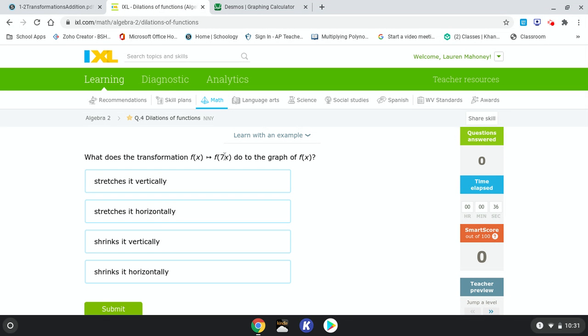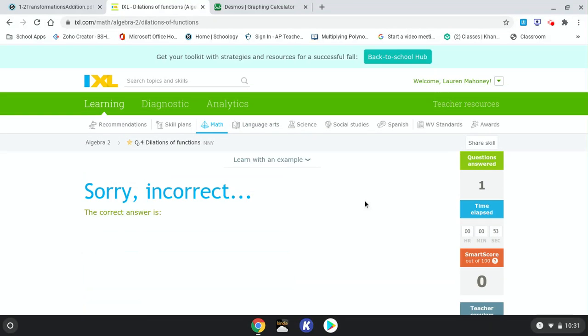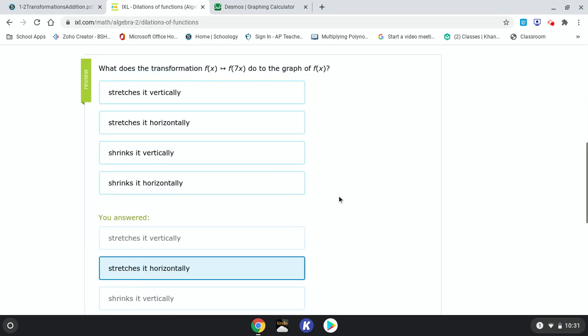But we're going from f of x to f of 7x. Notice that the 7 is inside with the x, so that means that it is going to be acting on the horizontal because it's acting on the x itself. So nothing is going to be happening vertically. So you're not stretching vertically, you're not shrinking vertically because the 7 is on the inside. So you're thinking about stretching horizontally or shrinking it horizontally.